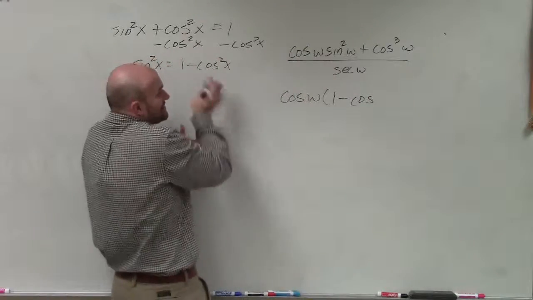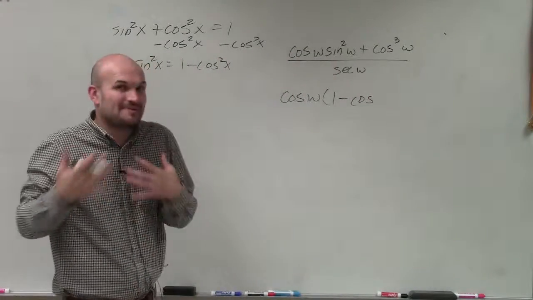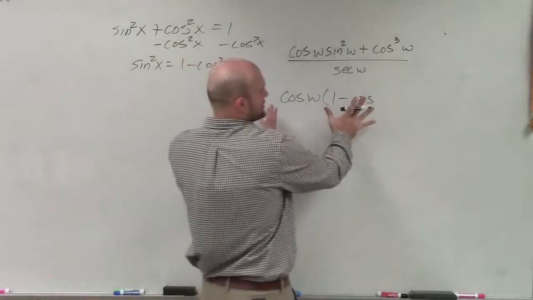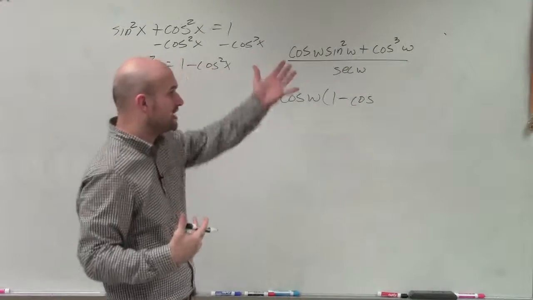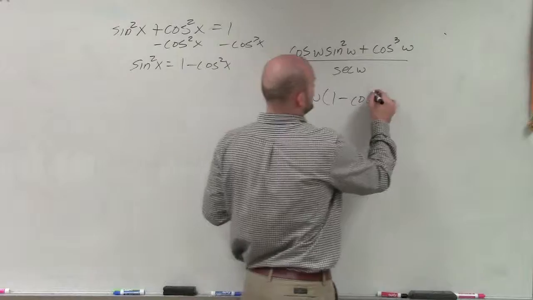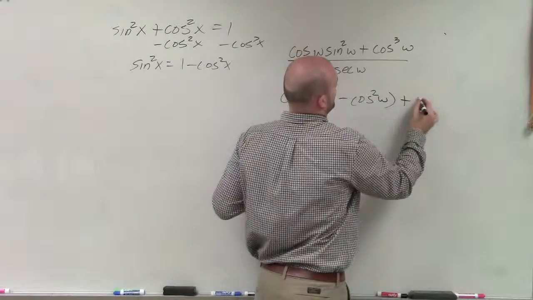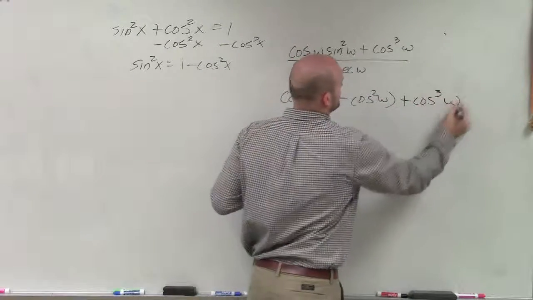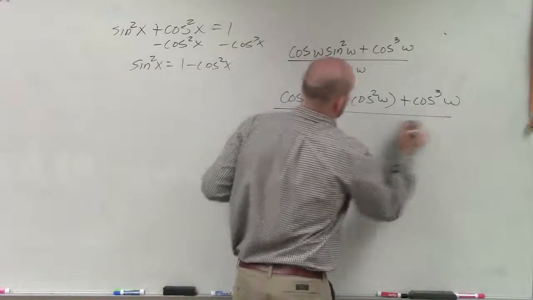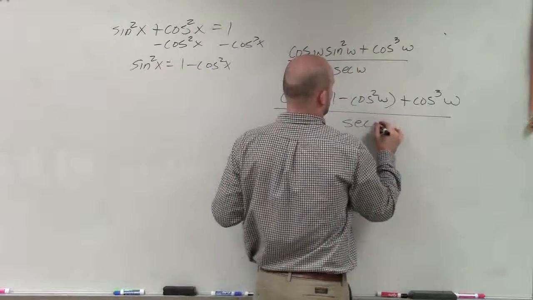But that's OK. I always like to write my identities as x's just because I'm so used to it. But make sure when you're simplifying that you transfer over to the variable that you're using, which in this case is going to be w, plus cosine cubed of w. And that's all divided by secant of w.